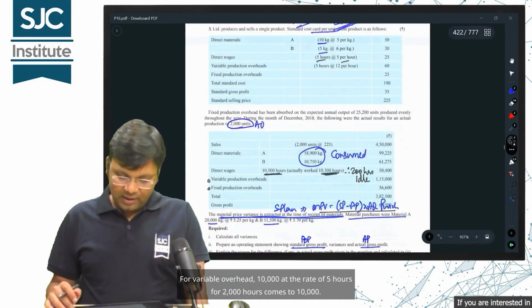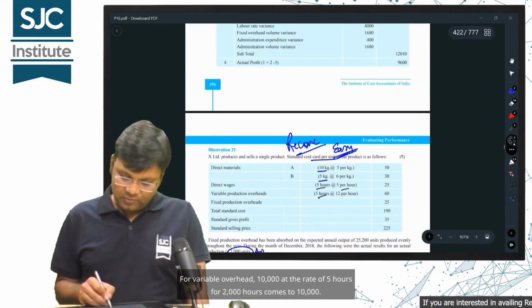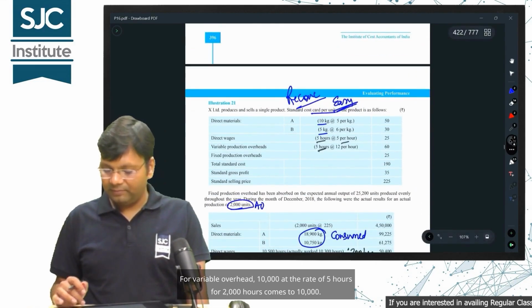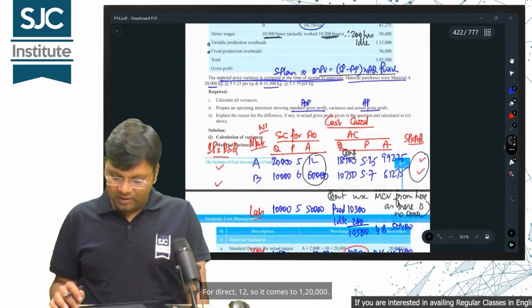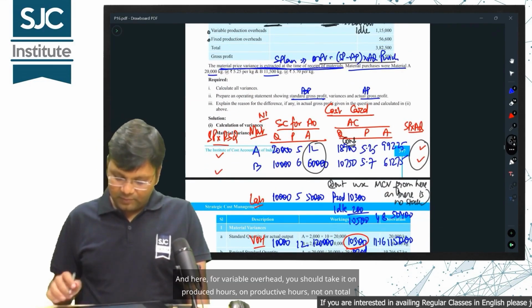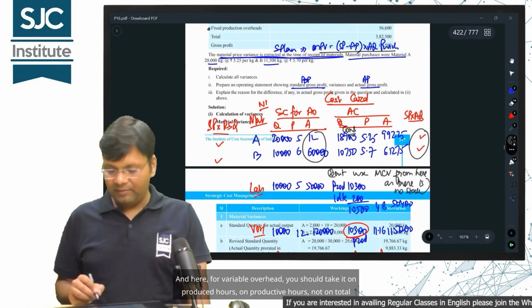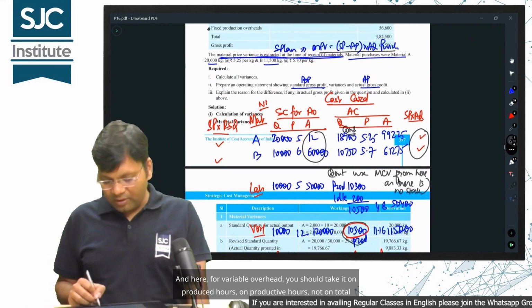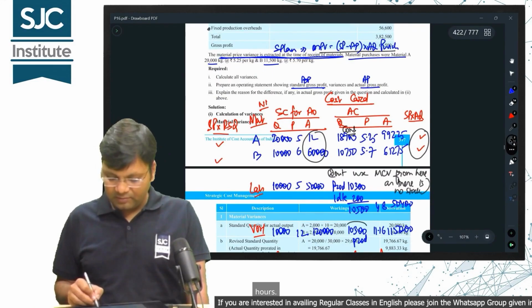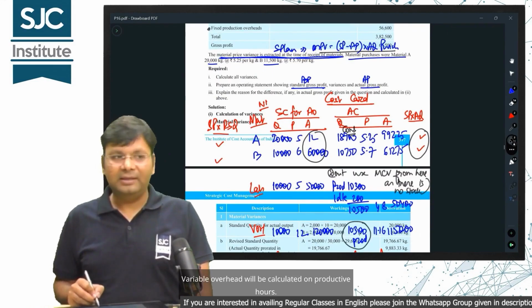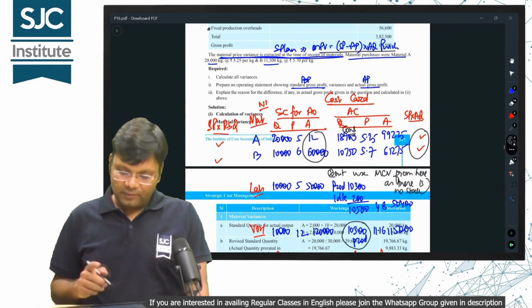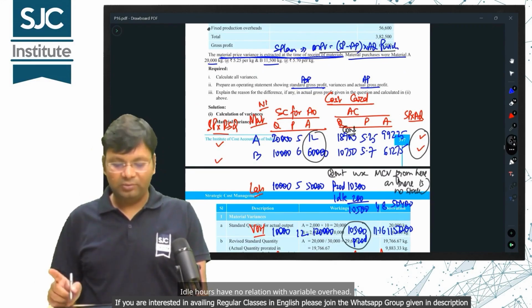For variable overhead, 5 hours for 2,000 units comes to 10,000 hours. At the rate of 12, it comes to 1,20,000. And here, for variable overhead, you should take it on productive hours, not on total hours. Variable overhead will be calculated on productive hours. Idle hours have no relation with variable overhead.